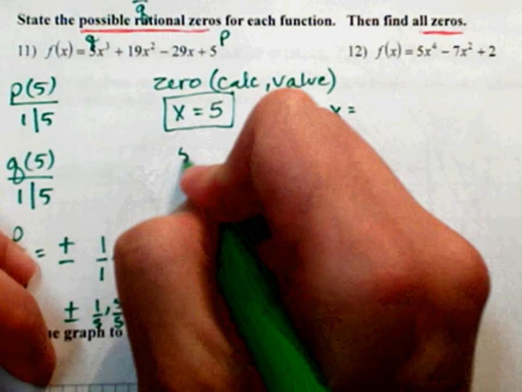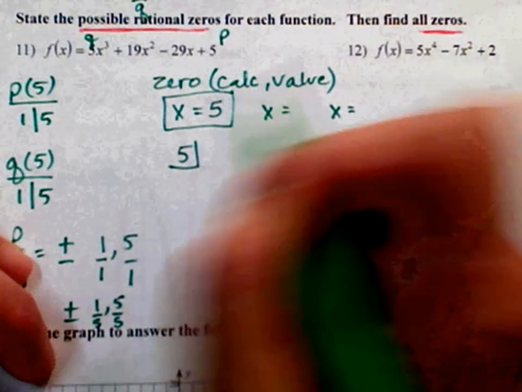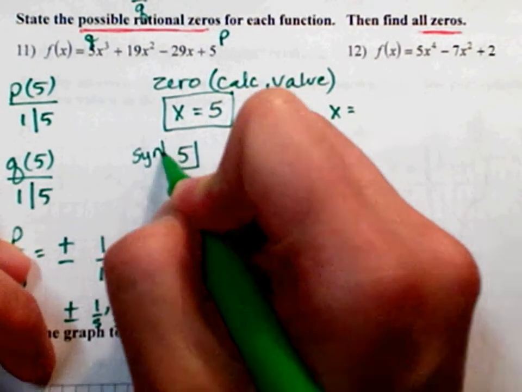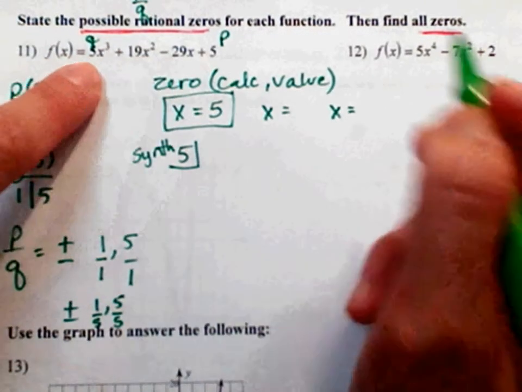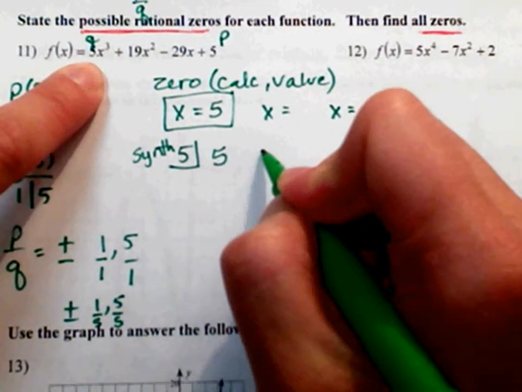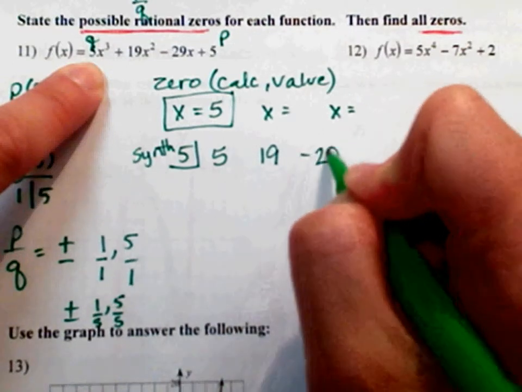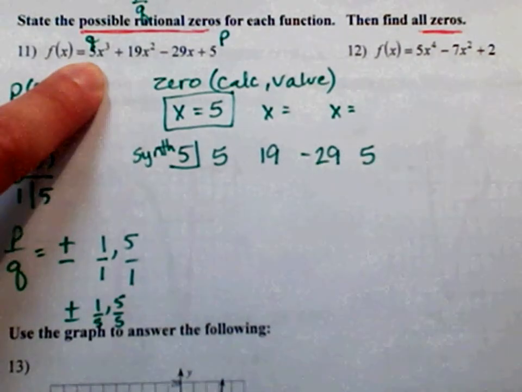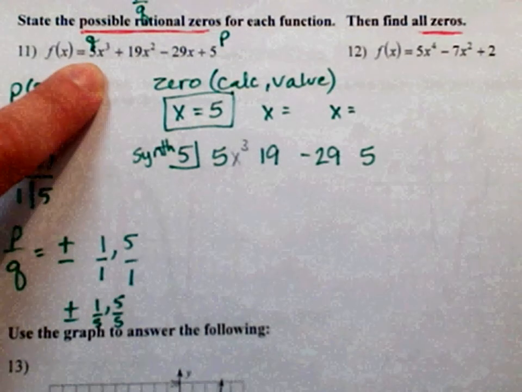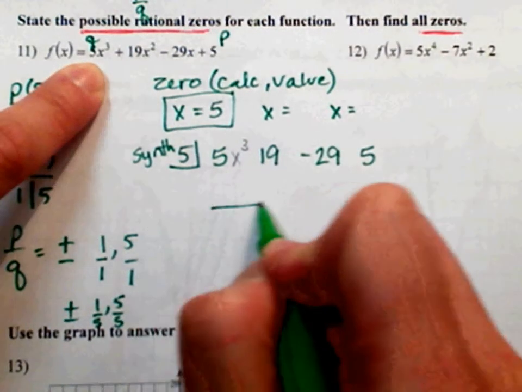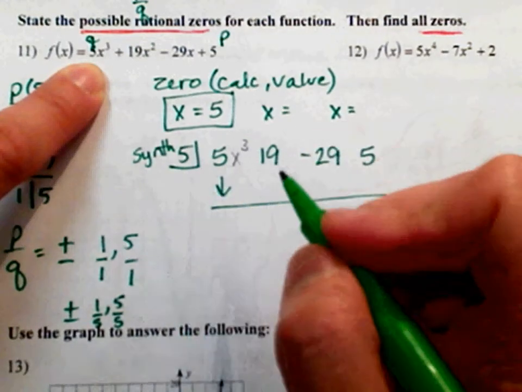So I'm going to use synthetic division. Look at your numbers. Exponent, all in order. So just bring down your leading coefficient. 5, 19, -29, and a 5. I'm actually going to write x to the third here just to help me, but you're not required to. Draw a line, bring this down. So now you have a 5.